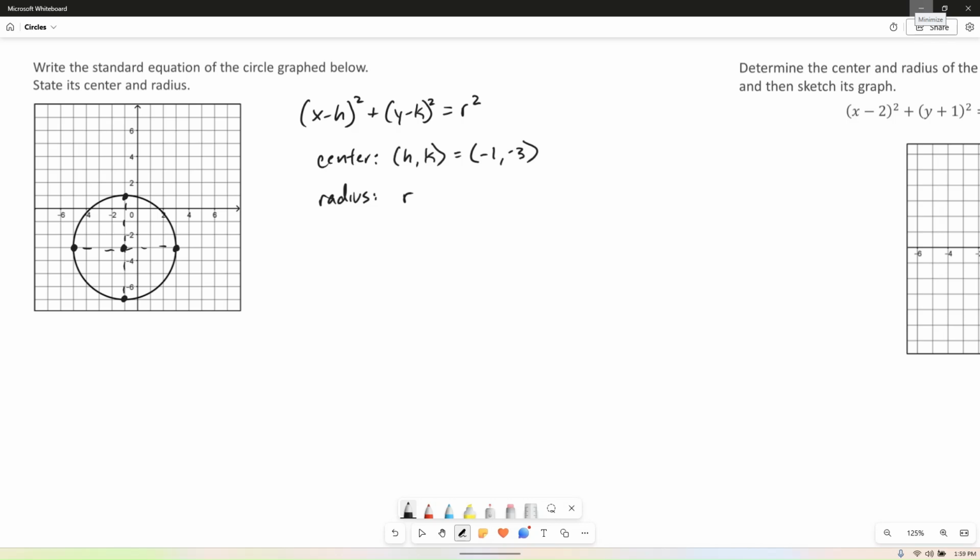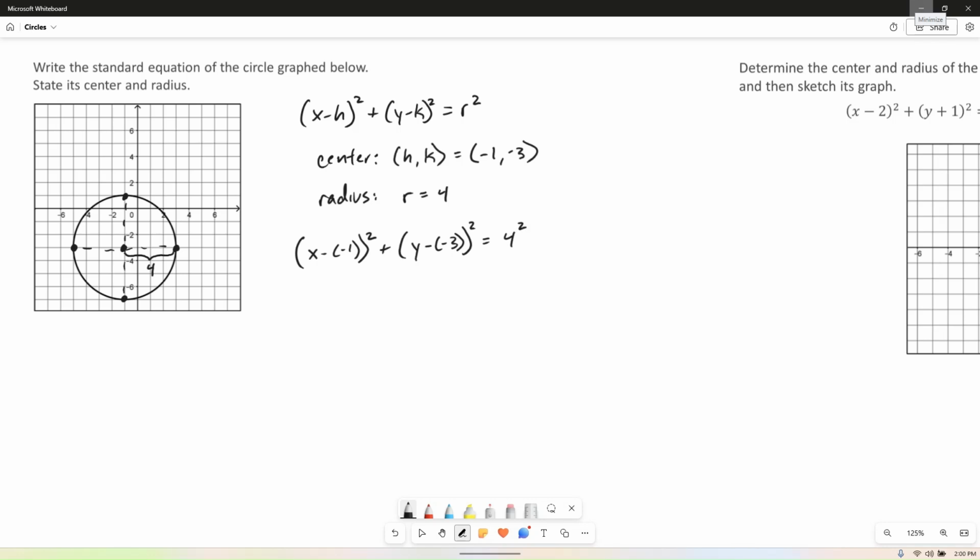If we want to figure out the radius, it's just the distance from the center to any one of those 4 points. So we can pick any one we want. Let's just say it's 1, 2, 3, and 4. So 4 units outwards from the center to one of those points. So the radius has to be 4. So we're going to plug the -1 in for h, the -3 in for k, and the 4 in for r. So we're going to have the quantity x minus a -1 squared plus the quantity y minus a -3 quantity squared, and that's going to equal 4 squared.